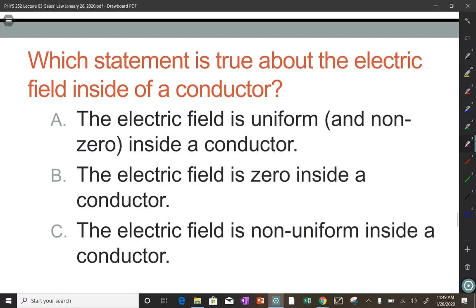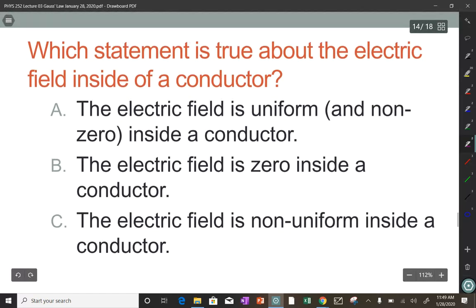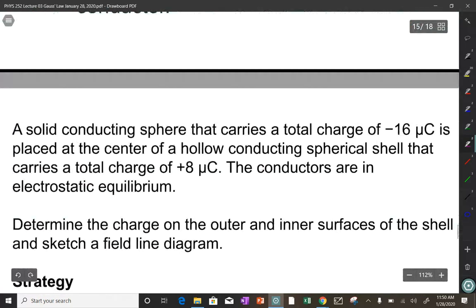So now another question. We'll ask the entire class and see if you agree with the average. Which statement is true about the electric field inside of a conductor? Electric field is 0. Right. The electric field has to be 0 inside a conductor. That gives us some cool problems we can do.